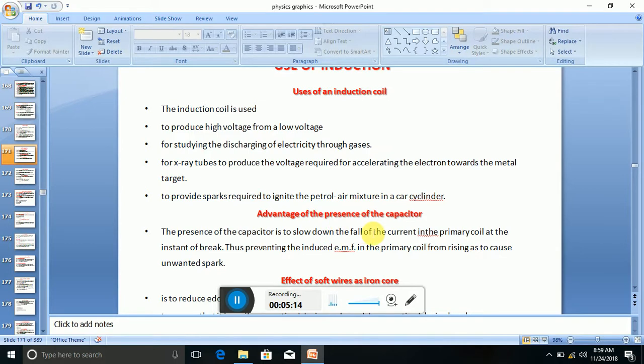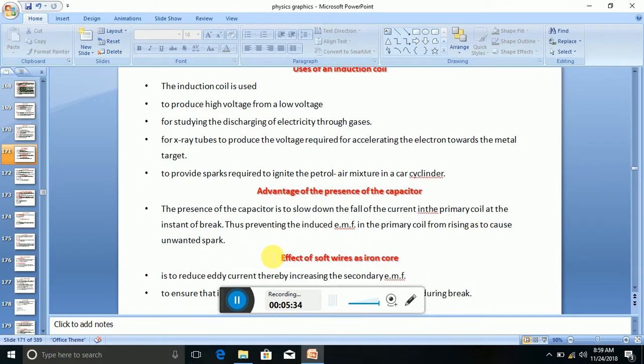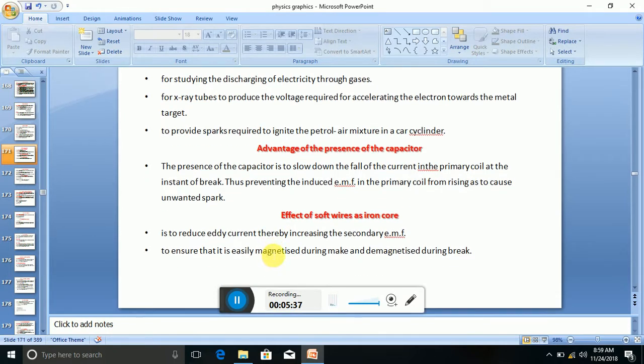Advantages of the presence of the capacitor. The presence of the capacitor is to slow down the fall of the current in the primary coil at instant of break, thus preventing the induced EMF in the primary coil from rising so as to cause unwanted spark. The effect of soft iron as core is to reduce eddy current, thereby increasing the secondary EMF, and to ensure that it is easily magnetized during make and demagnetized during break.